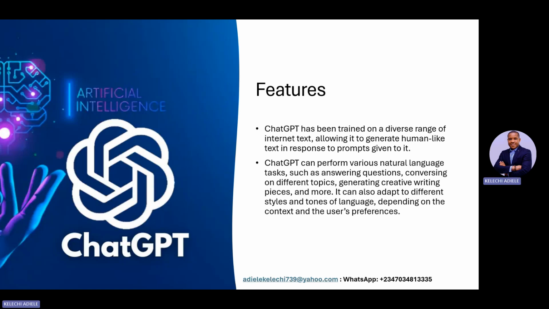ChatGPT can perform various natural language tasks, such as answering questions, conversing on different topics, generating creative writing pieces, and of course, converting image to text, converting text to speech, different ways we can use ChatGPT. It can also adapt to different styles and tones of language, depending on the context and the user preferences. So we have learned today that it can perform various kinds of language tasks like answering questions, conversing on different topics, and a whole lot more.